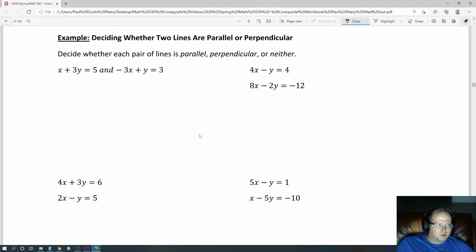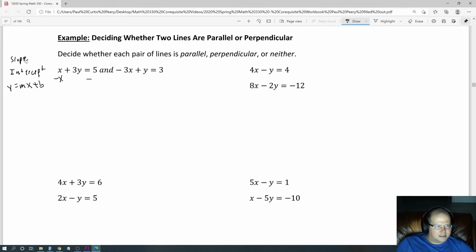Okay, so what we're going to do is use the slope intercept form, and that form is y is equal to mx plus b. So we basically solve for y. That's how we get this. Okay, so let's solve for y.